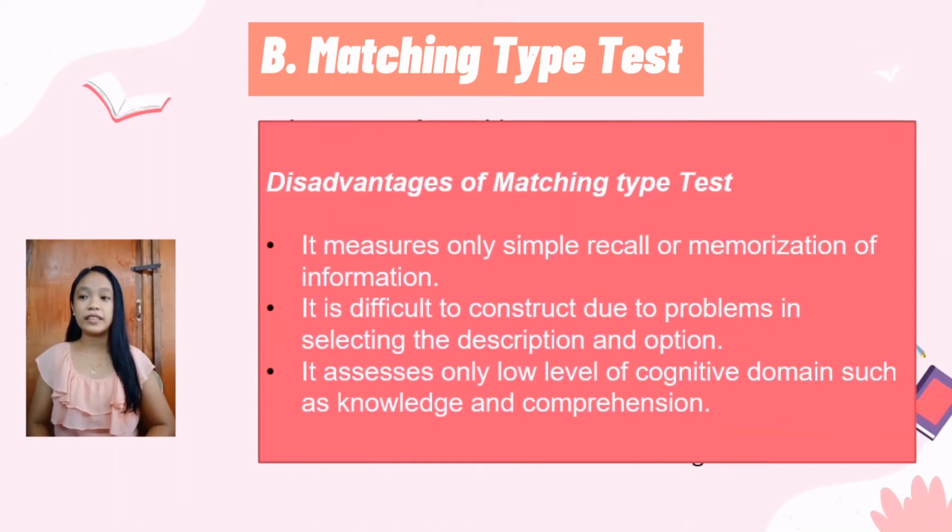The disadvantages of matching type tests. It measures only simple recall or memorization of information. It is difficult to construct due to problems in selecting the descriptions and options. And it assesses only low levels of cognitive domains such as knowledge and comprehension.